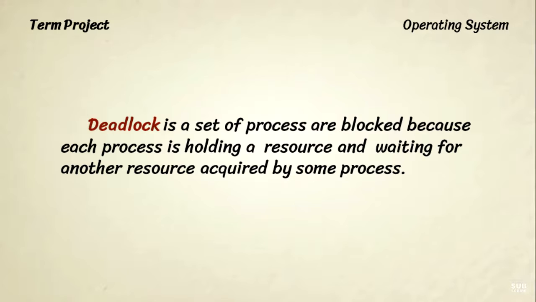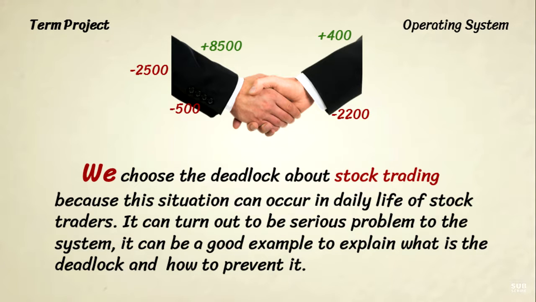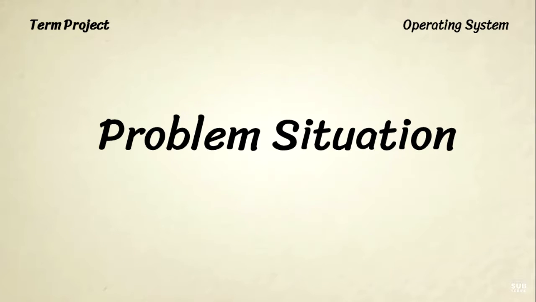Deadlock is when a set of processes are blocked because each process is holding a resource and waiting for another resource acquired by some other process. And why did we choose deadlock in stock trading? Because the situation can occur in the daily life of stock traders. It can turn out to be a serious problem for the system, and it can be a good example to explain what deadlock is and how to prevent it.